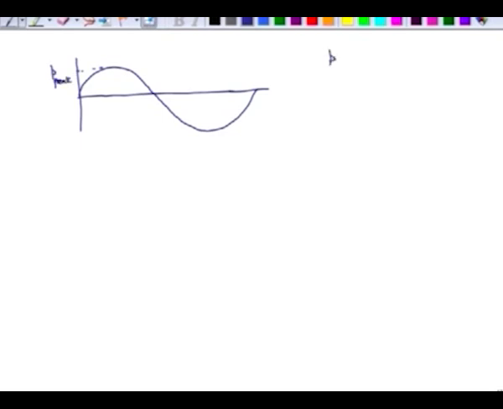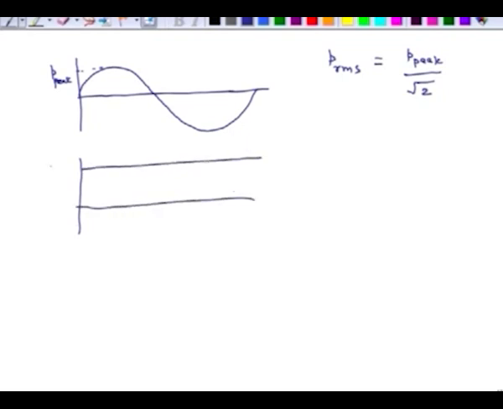Then for a sine wave, P RMS equals P peak divided by square root of 2. Let us look at another signal, and let us say this is a flat constant signal. So, P peak is P peak, and this is my horizontal axis, time. So, it is a constant signal. In this case P RMS equals P peak.